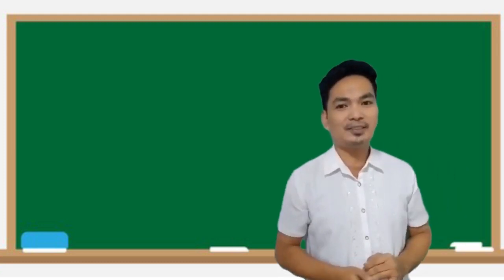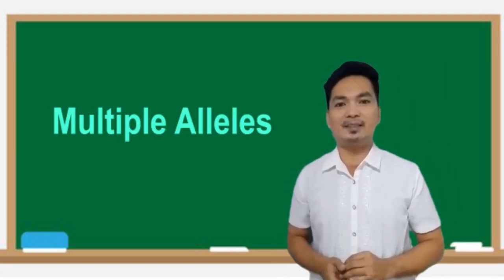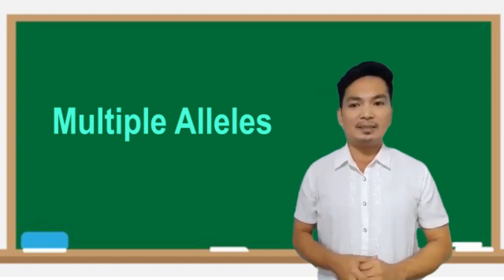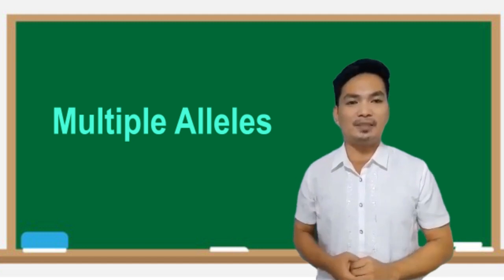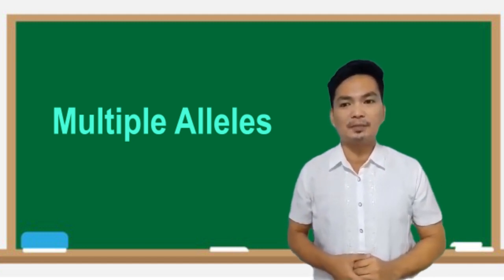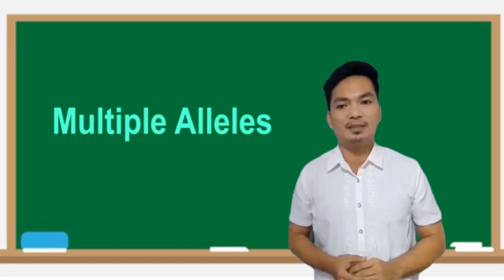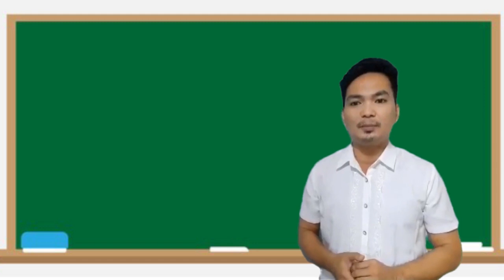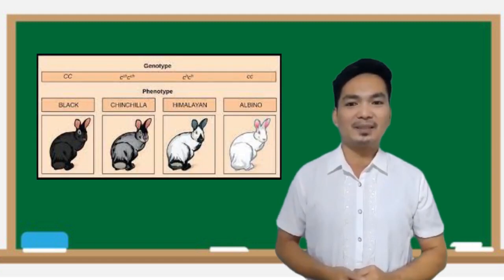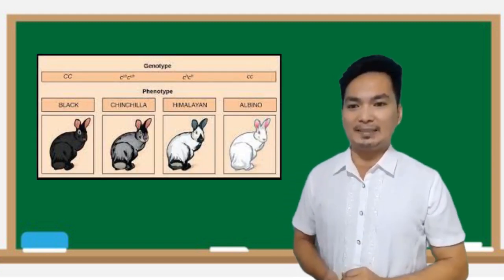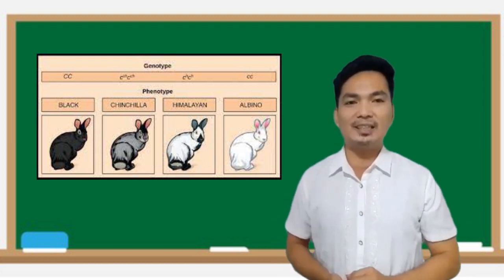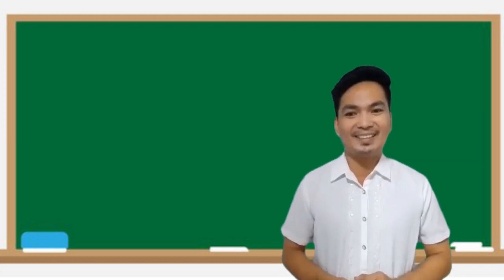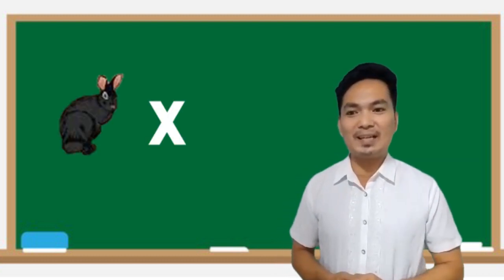Let us now proceed to the third non-Mendelian pattern of inheritance, which is multiple alleles. Mendel studied just 2 alleles of his pea plants, but real populations often have multiple alleles of a given gene. In this example, you will learn how to cross the genes for coat color in rabbits, which comes in 4 color alleles: black, chinchilla, Himalayan, and albino. Here is the example of the cross between black rabbit and chinchilla.